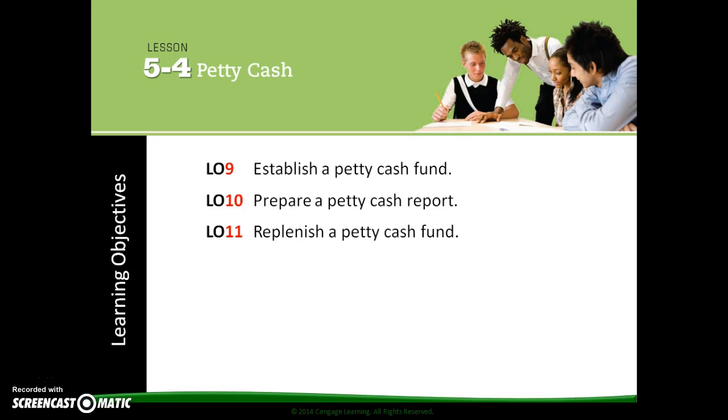So learning objectives for this lesson would be, how do we establish a petty cash fund? How do we prepare a report to look at what's going on in our petty cash account? And then how do we replenish a petty cash fund if we start using the cash?